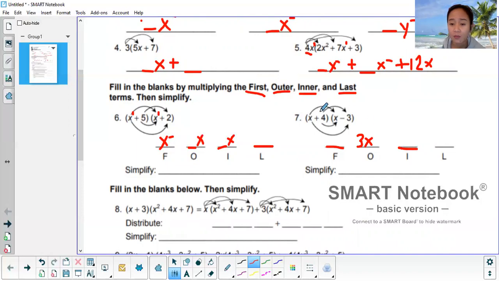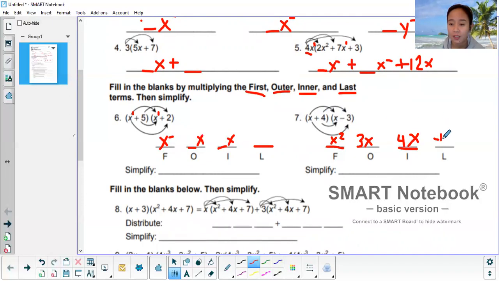And then the last terms, 4 times, take note, you got a minus. So 4 times negative 3 is what? Now, when you are simplifying, for example, let me just have an answer for this one. That's x squared. 3x, 4 times x is 4x, right? Then 4 times negative 3 is negative 12.